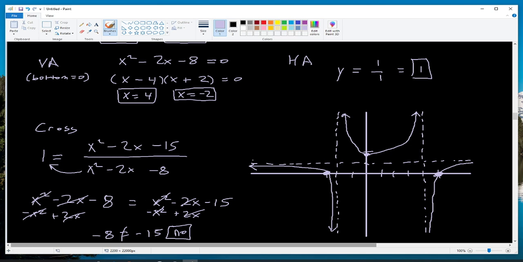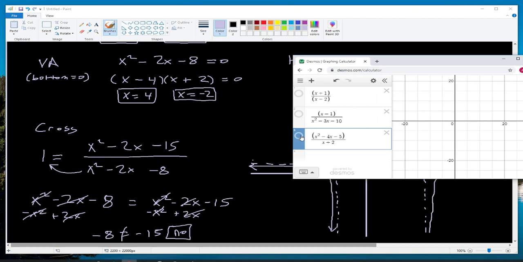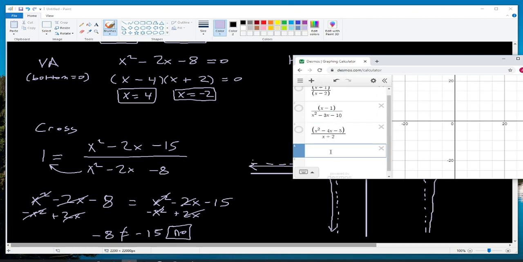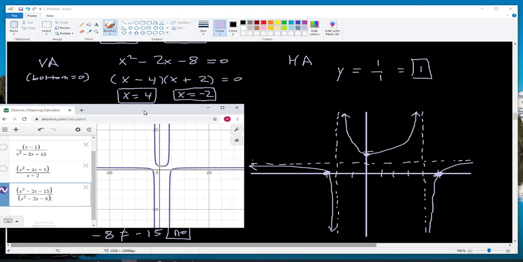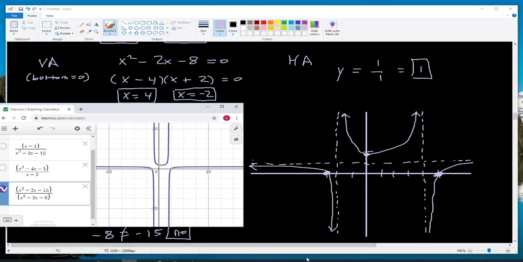Again, one last time, let's graph this in Desmos and just verify that everything is looking good and we don't have any mistakes. Our graph in Desmos looks like that. We can see we have this bottom part, this top U shape, and then another bottom part.